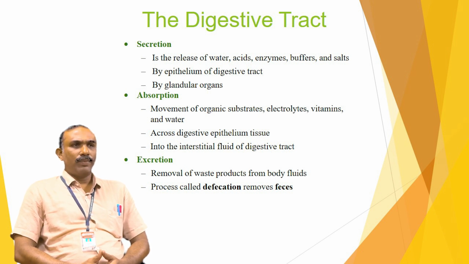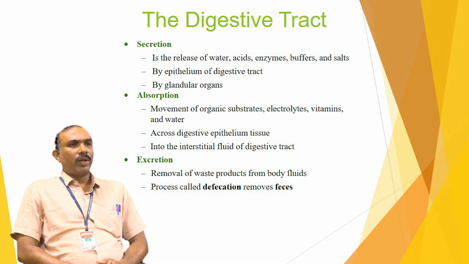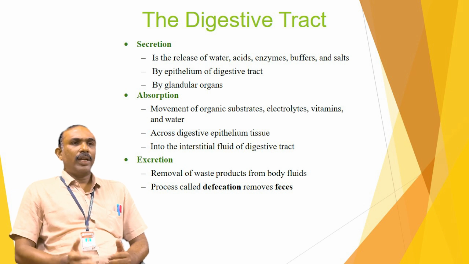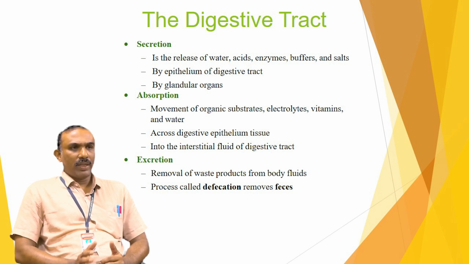Then coming to absorption. After chemical digestion breaks the food down into smaller pieces, these get absorbed. This is the movement of organic substances, electrolytes, vitamins and water. The broken down molecules are absorbed by the epithelial cells of the intestine and enter the bloodstream, across the digestive epithelial cells into the intestinal fluid. Then coming to excretion. After absorption, the remaining material gets excreted, that is, removal of waste products from the body fluid. The process is called defecation, which removes the feces.